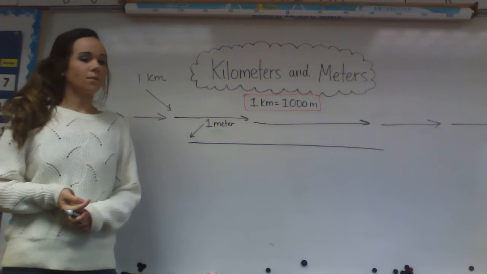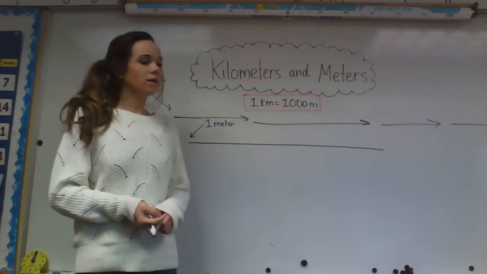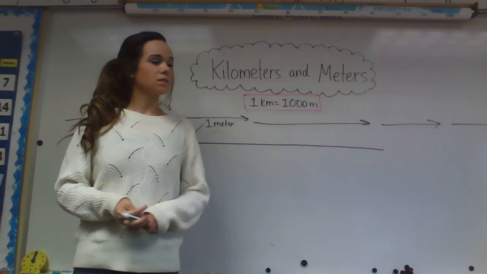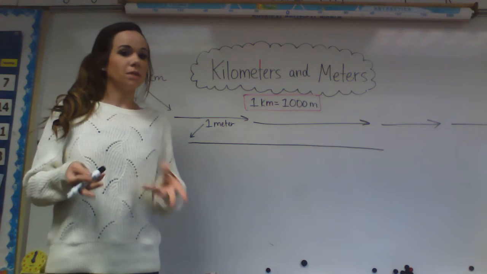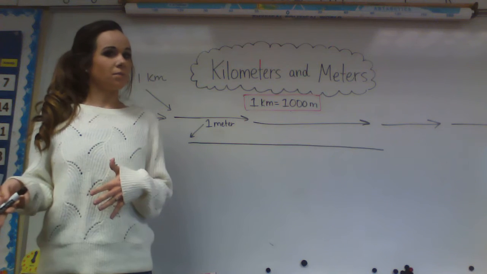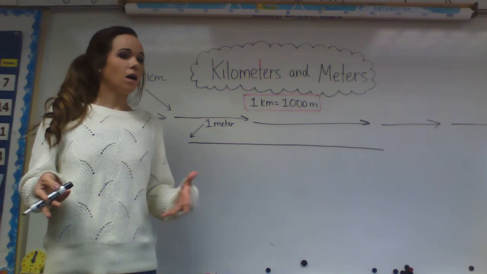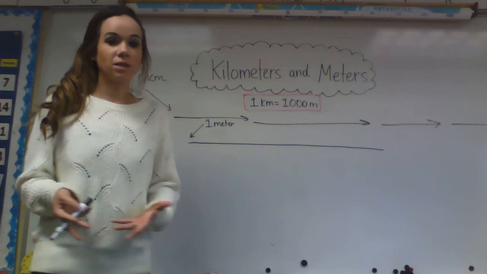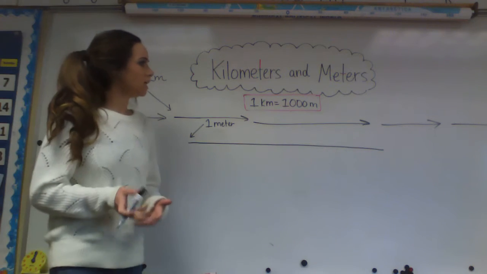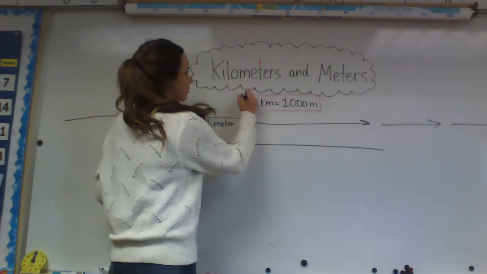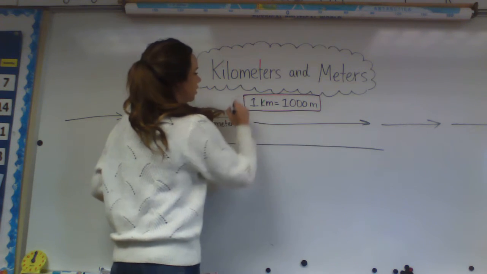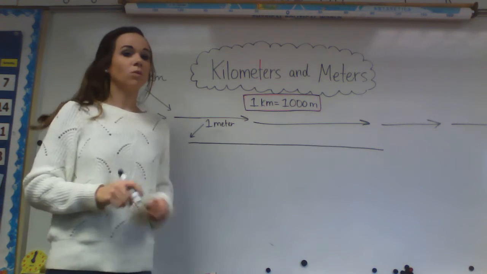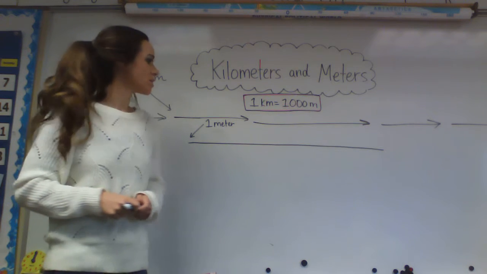We're talking about kilometers and meters. So we already talked about meters and centimeters, but now we're going to be talking about something a little bigger. Kilometers are ways that we measure distance. So the key to getting all of your problems correct is using this key right here. 1 kilometer is going to equal 1,000 meters.